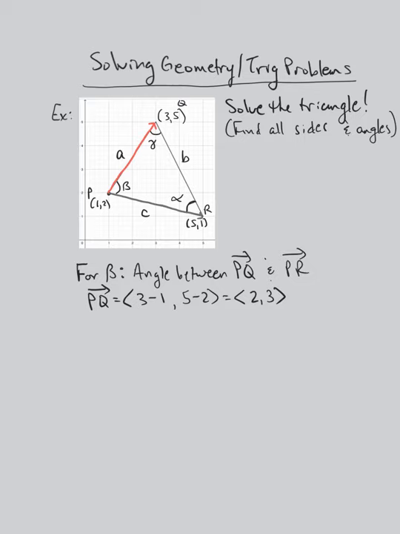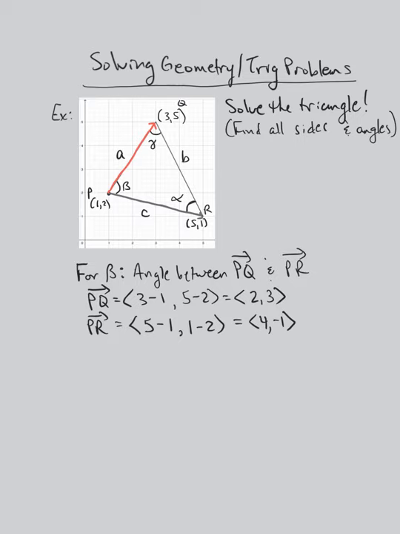Okay, so anyway, there's PQ, and then PR. It's going to be the coordinates of R, which are 5 and 1. And then I'm going to subtract off the coordinates of P, so 1 and 2. So the coordinates of PR are 4, negative 1. Okay, and notice the length of PR gives me C. So I can already get started on those because I'm going to need them in the dot product.